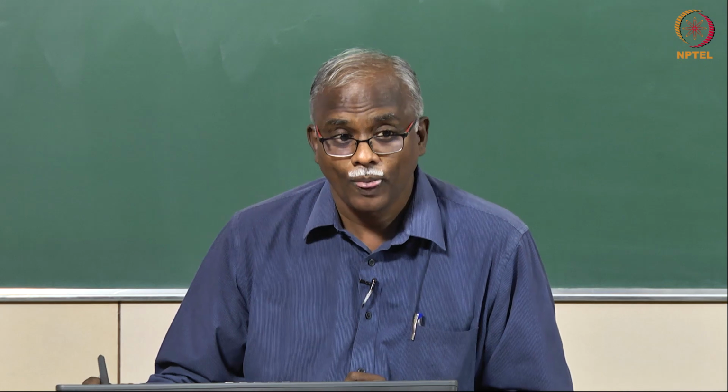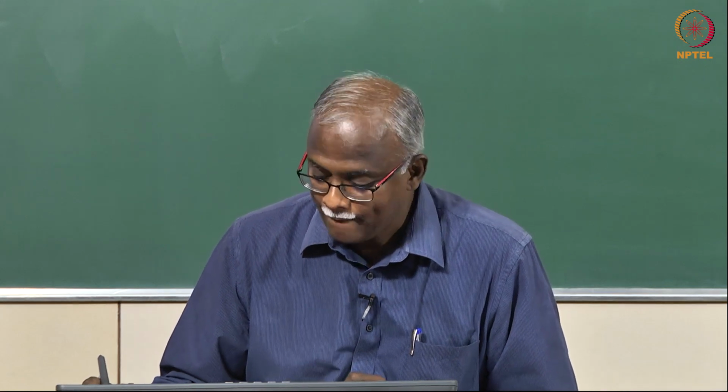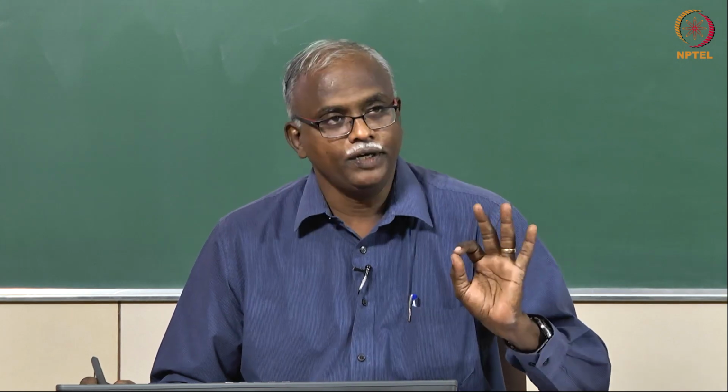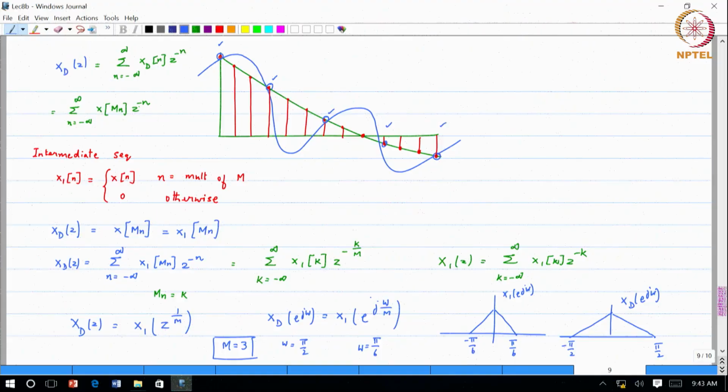Given X1, do we lose the periodicity of 2π for Xd? Exactly, a very important point. When you have X1(e^j(ω/M)), what is the periodicity of that? It is M times 2π. Now, can you have a discrete time signal which is not periodic with 2π? No. That is why I said you have to be very careful in interpreting this expression.